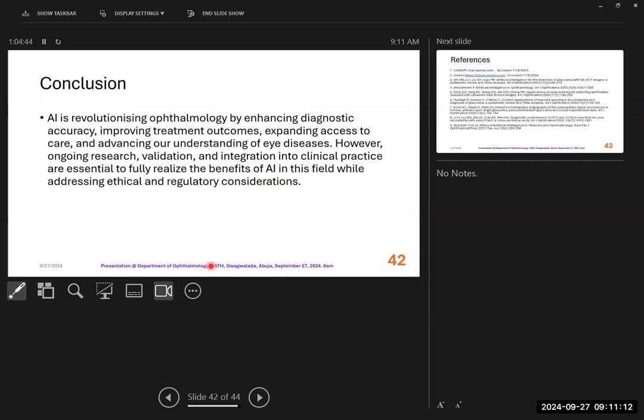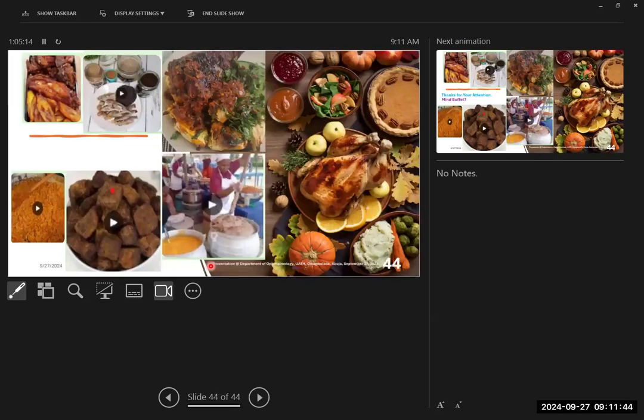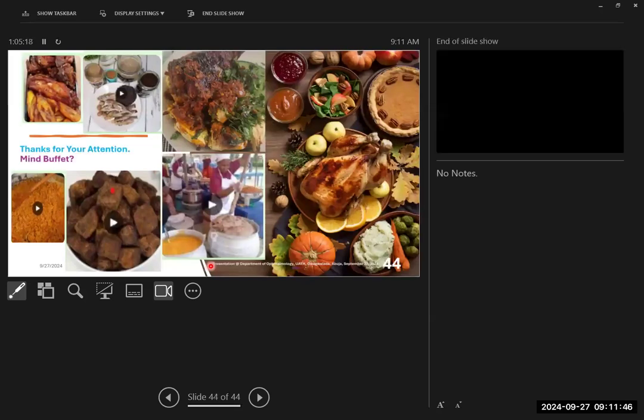Then conclusion. AI is revolutionizing ophthalmology by enhancing diagnostic accuracy, improving treatment outcomes, expanding access to care, and advancing our understanding of eye diseases. However, ongoing research, validation, and integration into clinical practice are essential to fully realize the benefit of AI in this field, while addressing ethical and regulatory considerations. So thank you.